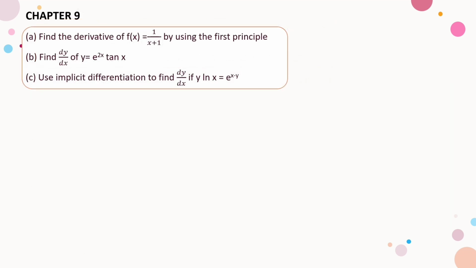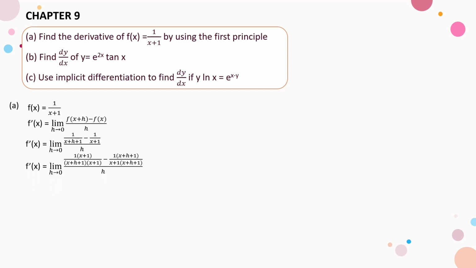Now let's look at question Chapter 9. Find the derivative of f(x) is equal to 1 over x plus 1 by using the first principle. So we use the formula f prime x is equal to limit h towards 0 of f(x plus h) minus f(x) over h, and then we substitute it and make the same denominator.